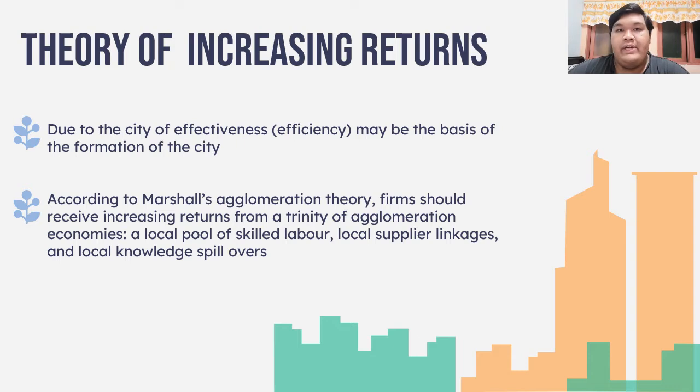Theory of increasing return. The city's effectiveness may be the basis for the formation of the city. According to Marshall's agglomeration theory, firms should receive increasing returns from a trinity of agglomeration economies: a local pool of skilled labor, local supplier linkages, and local knowledge spillovers. Recent evolutionary theories suggest that whether agglomeration economies generate increasing returns or diminishing returns depends on time, and especially the evolution of the industry life cycle.